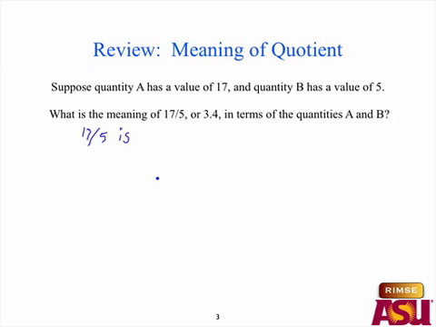What is this number, 3.4? Okay, well, what does it mean? Yeah, so that's the quotient. How many B's you can fit into A. Other ideas? Yeah, like the scale from B to A.